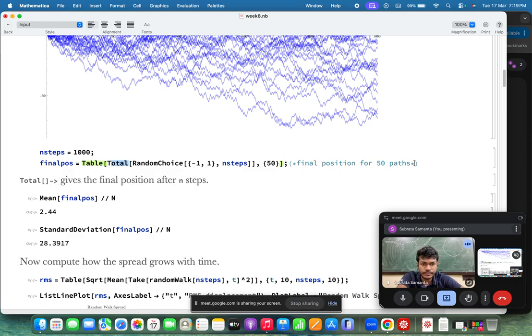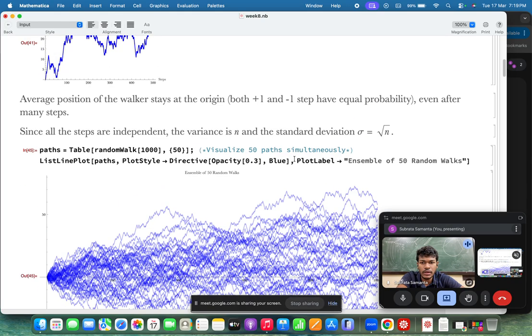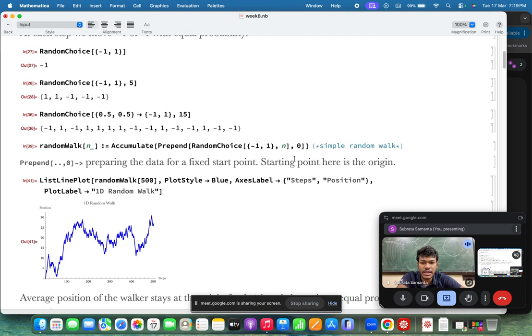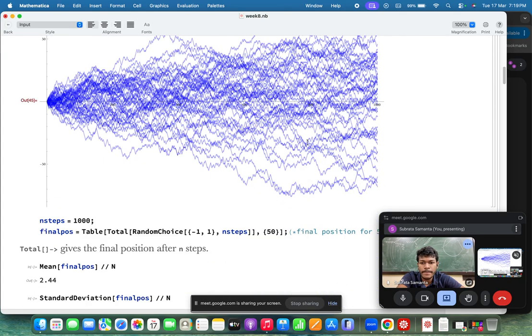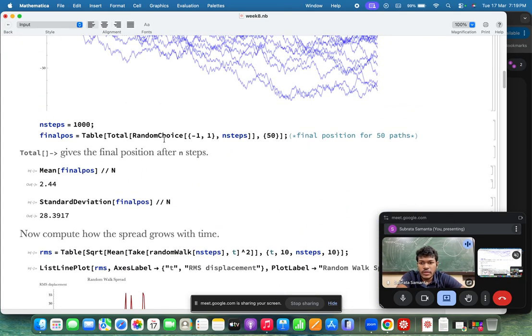You can also extract the last one from this path. If you just put the last numbers in the list, that also works. So instead of using total, you use accumulate, but you extract the last one in the list. Because accumulate also gives you a list, but total gives you a number, so only one number.